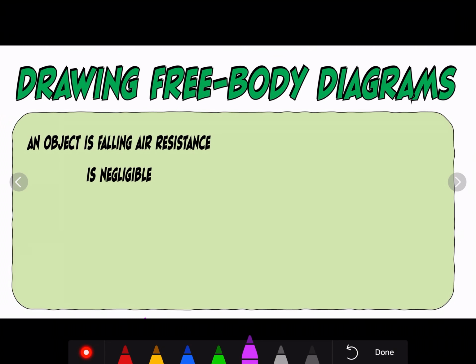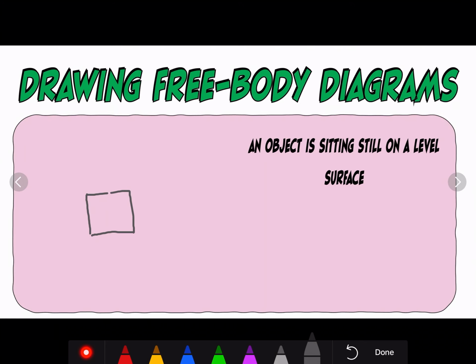Let's look at some examples of free body diagrams. An object is falling. Air resistance is negligible. So the first thing is we're going to draw a box to represent the object. Then we know that we have gravity, so that's an arrow down. And our arrow, our force, starts from the center of the box. That's the center of mass. Since air resistance is negligible, that's the only thing that we need to put on that diagram.